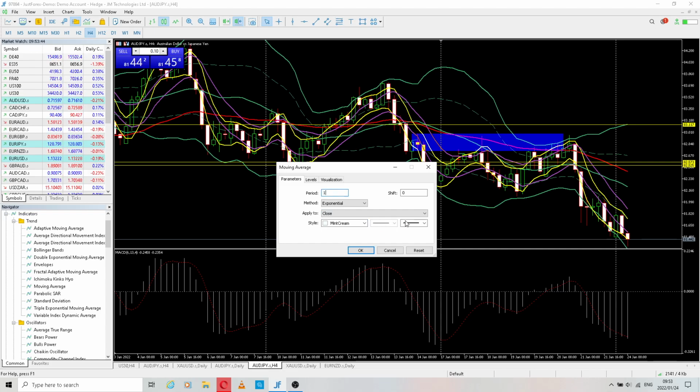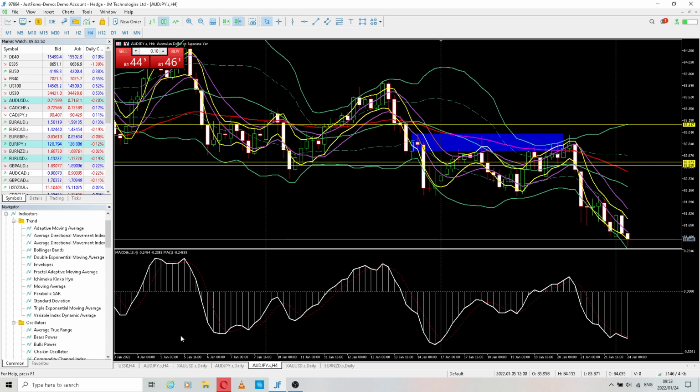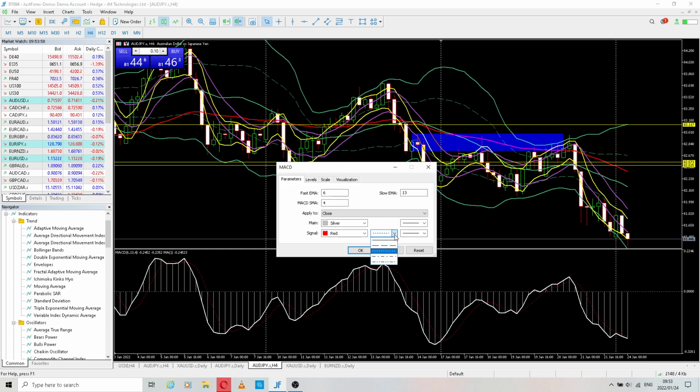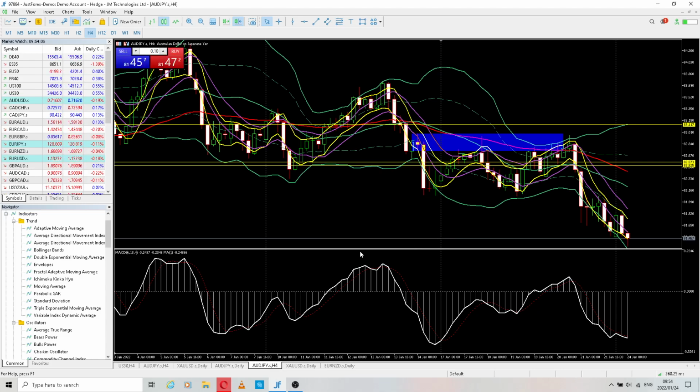On this 6, 13, 4 MACD, guys, what I like to do is put in a moving average of 1, then the first indicator's data, just like that. Then this one here, the signal line, I like to make it solid and make it a little bit bigger, just like that.